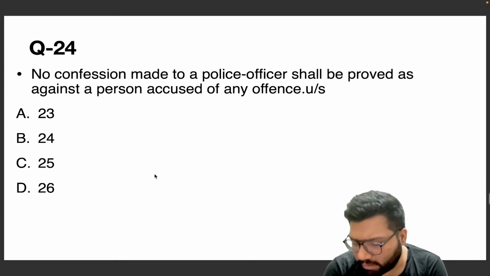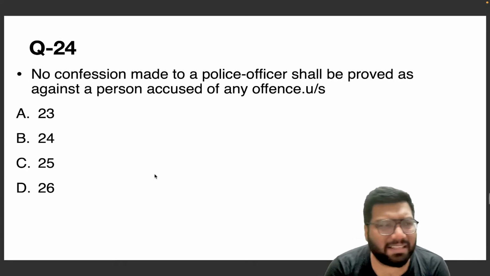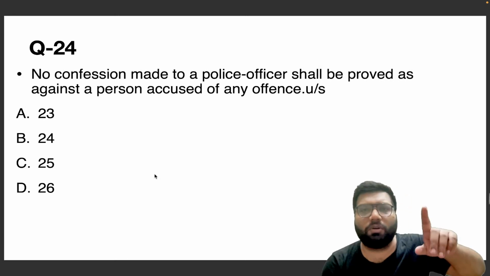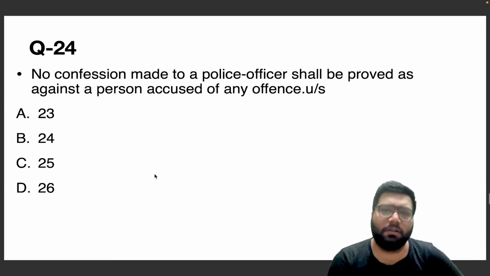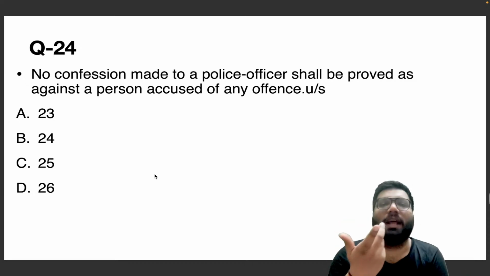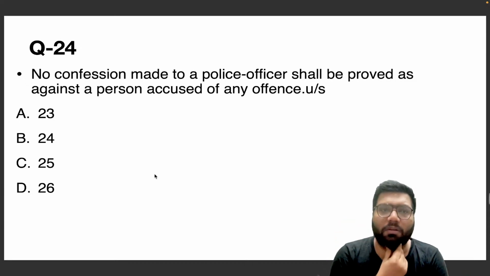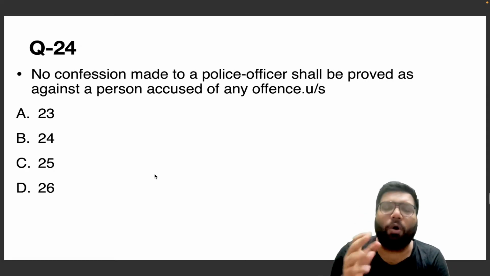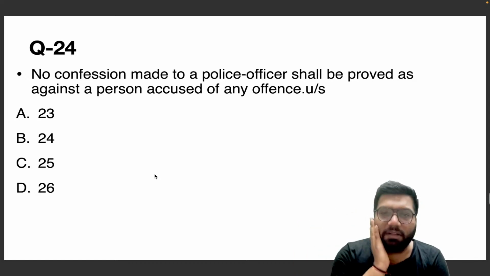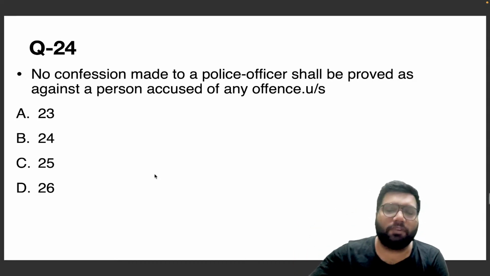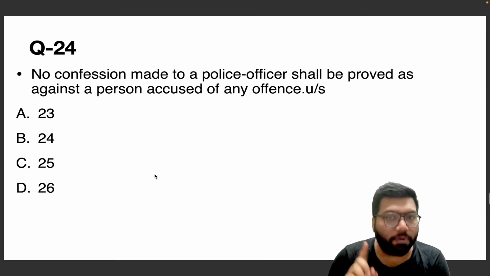26, 27, 26. 26 is, by the way, not in front of a police officer. It is when the police officer takes that person in front of a magistrate. So the whole situation has changed. So you cannot say that 26 is the exception. 26 is altogether different circumstances: that confession can be relevant if you take that person in front of a magistrate, not to the police officer.